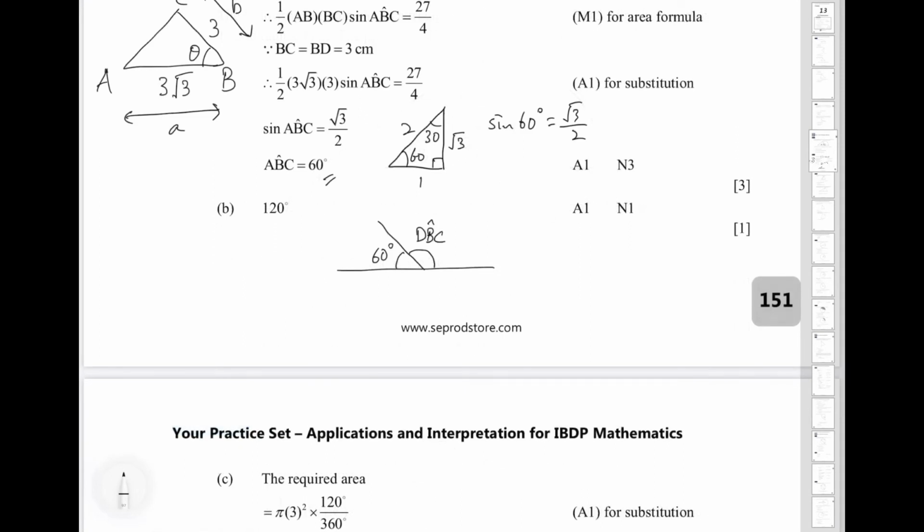For this part, we can consider this diagram. As they are adjacent angles of each other, we have the angle ABC plus the angle DBC, which will be 180. So in this situation, DBC would be equal to 180 degrees minus 60 degrees. And then we will have the answer 120 degrees.